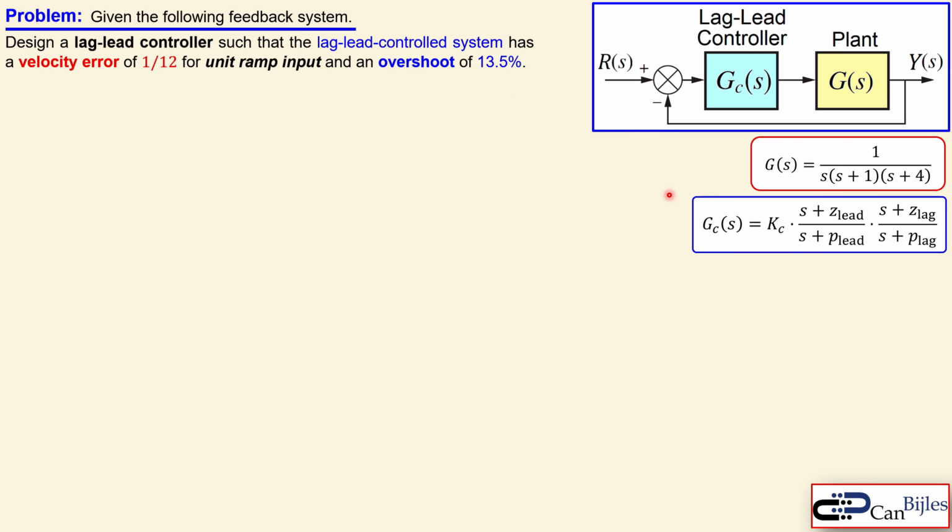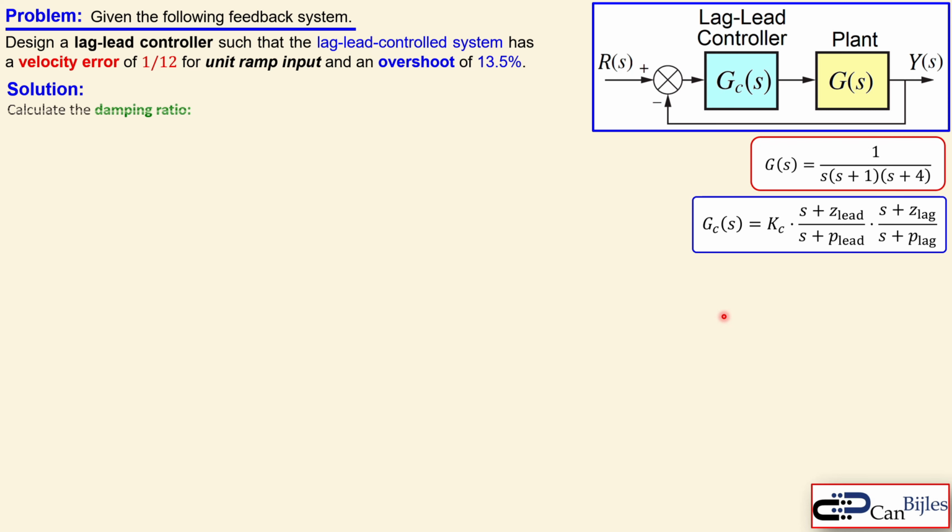And the lag lead controller can be given in this configuration, this transfer function. You see the KC, which is the proportional controller part. This is the lead part. You see the Z lead and a P lead, and this is the lag part. So we see 3 parts together that are multiplied, and we will also calculate them separately.